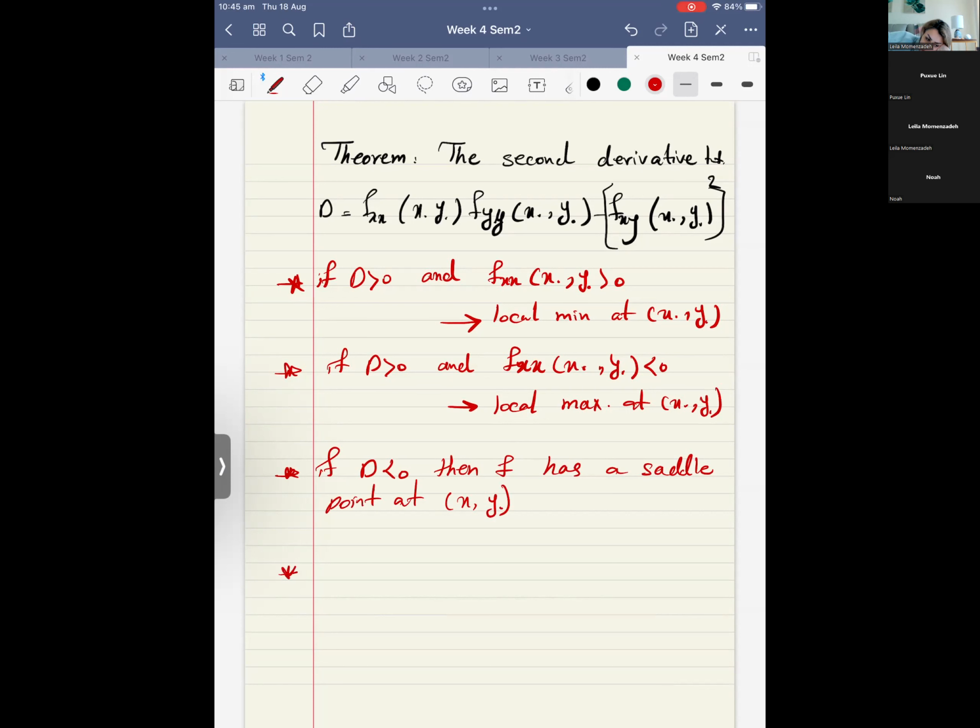and if D equals 0, then the second derivative test is inconclusive.